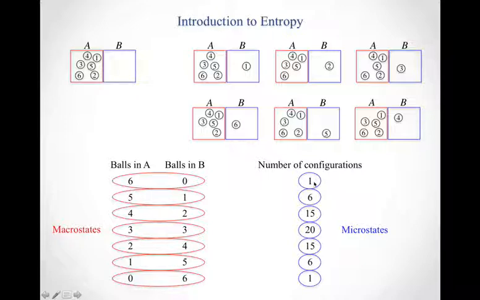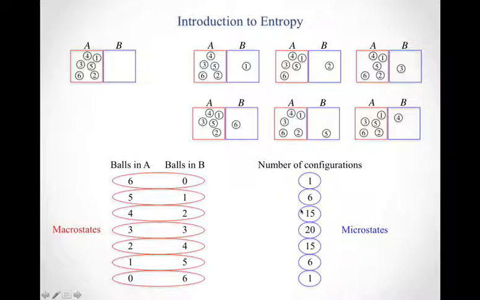There's 1 way that I can have all the balls in bin A and none in bin B. There's 6 that I can have 5 in A, 1 in B. If I put 4 in A and 2 in B, there are 15 different ways that I can set that up over the 6 balls. If I have 3 in each bin, there are 20 different ways that I can portion those balls so that 3 of them are in bin A and 3 of them are in bin B.